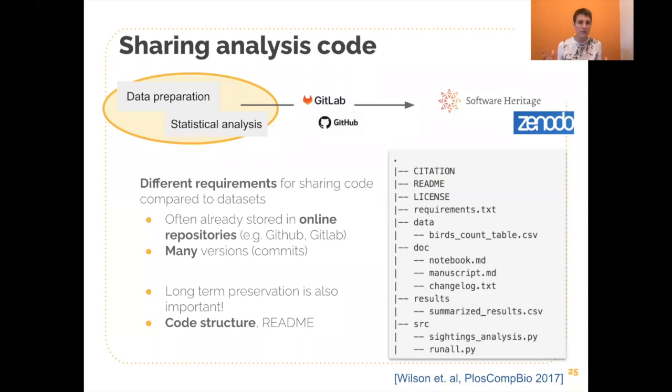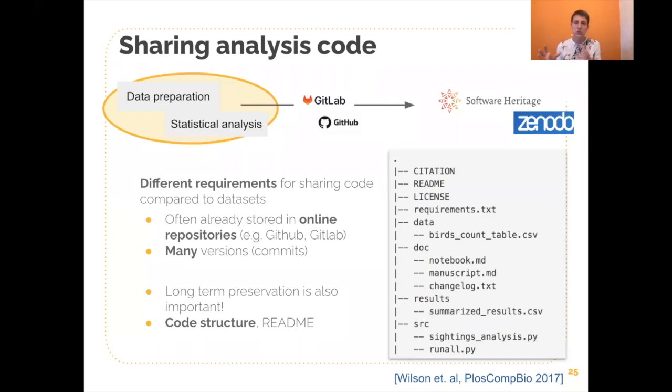So of course you can have versions on data sets as well, but for code you could think of each commit being a different version of your code. I'd like to emphasize here that, just like for data sets, we use repositories to keep the data in the long term. We need to think about long-term preservation for code.